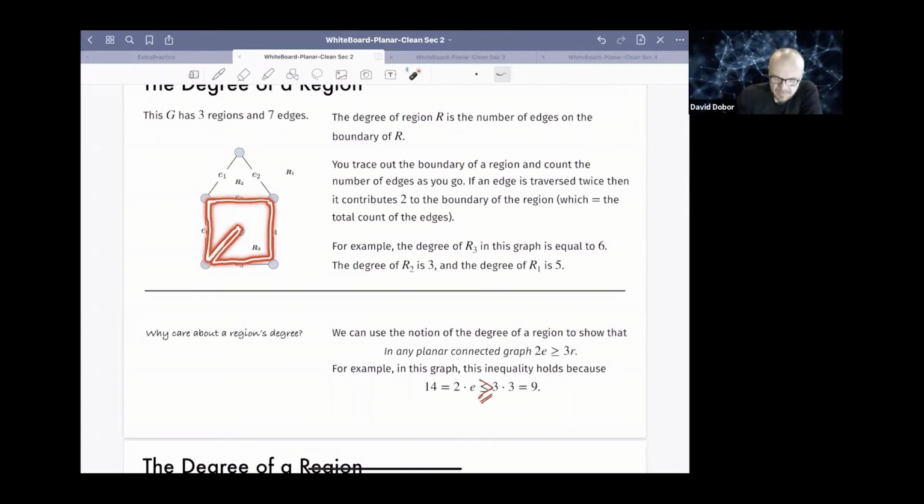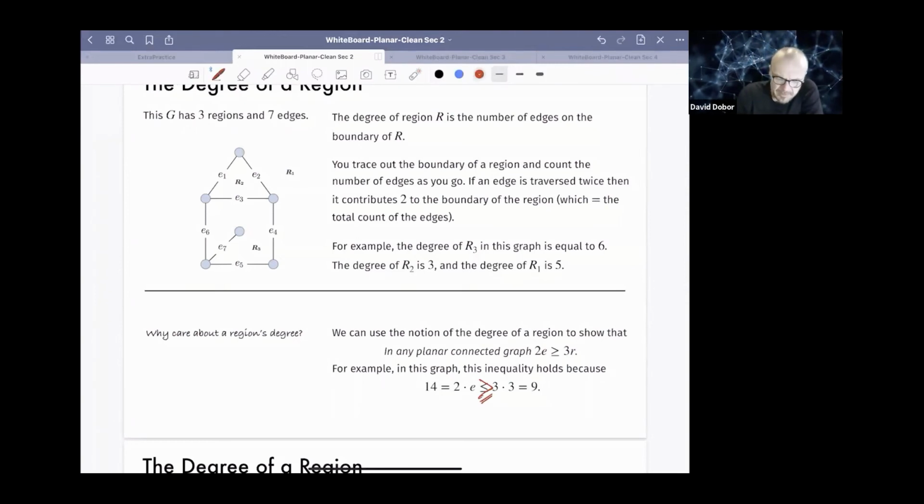And when you do this, what's the number of edges that you've traversed? Well, you have 1, 2, 3, 4. This edge is traversed, well, contributes 2 to the degree of region R3. And then here, and then that way. And you've enclosed this region R3 completely. The degree of R3 turns out to be 5. So is it clear what a degree of a region is?